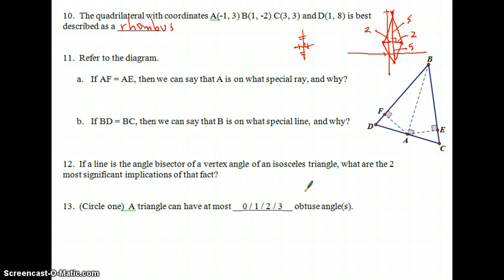Okay. If AF is congruent to AE, then we're talking about a point that's equidistant from, remember these little perpendicular things are the distance from a point to a line.